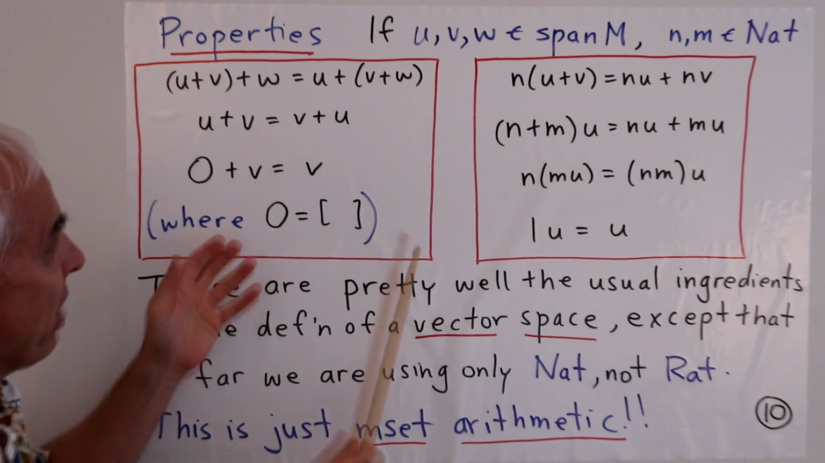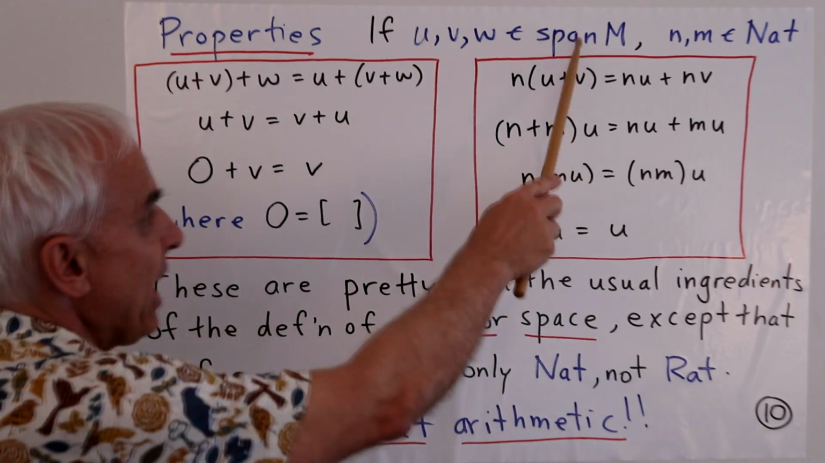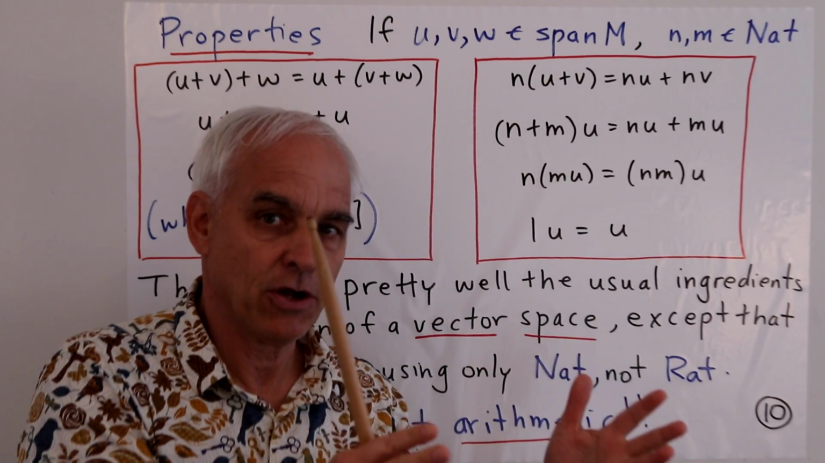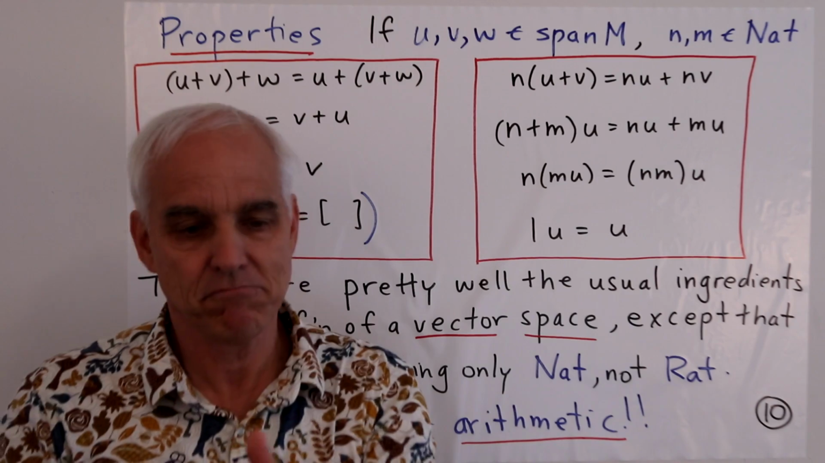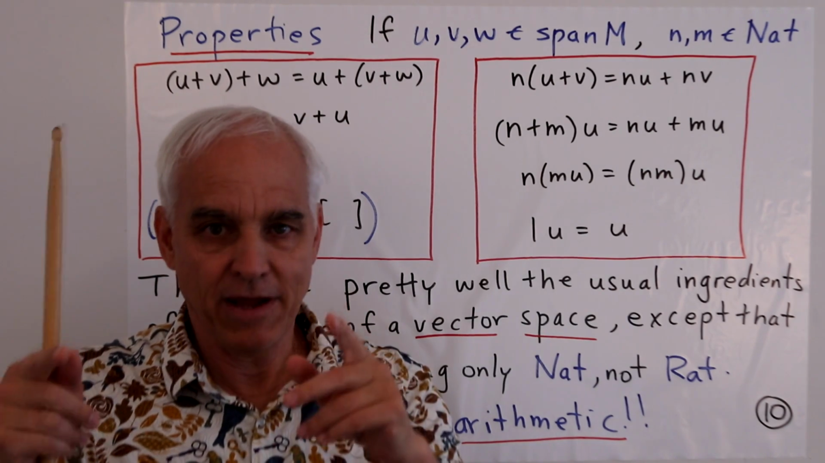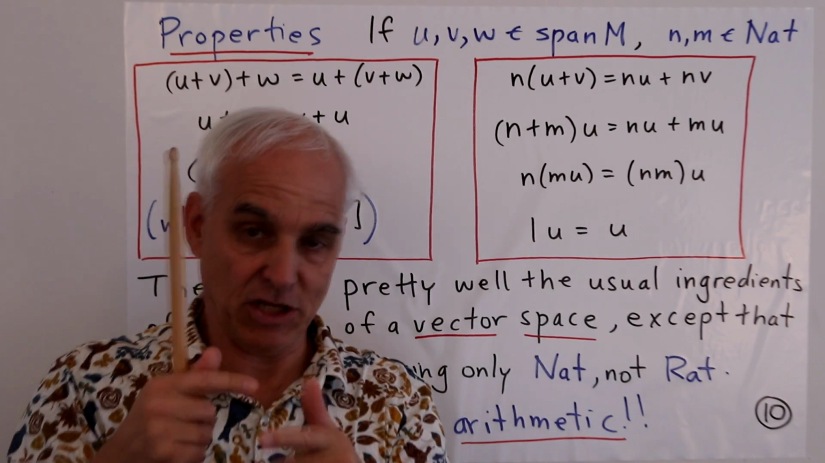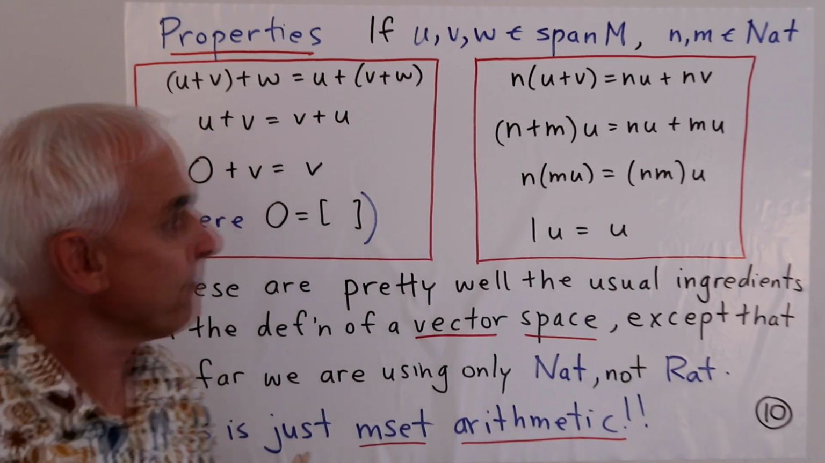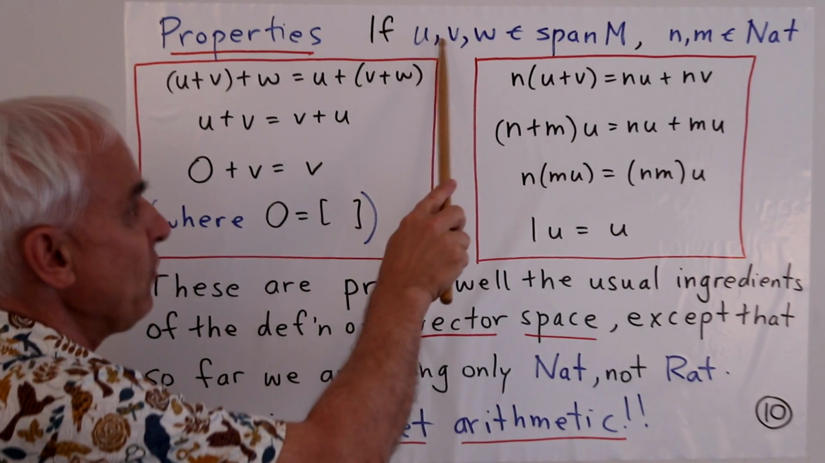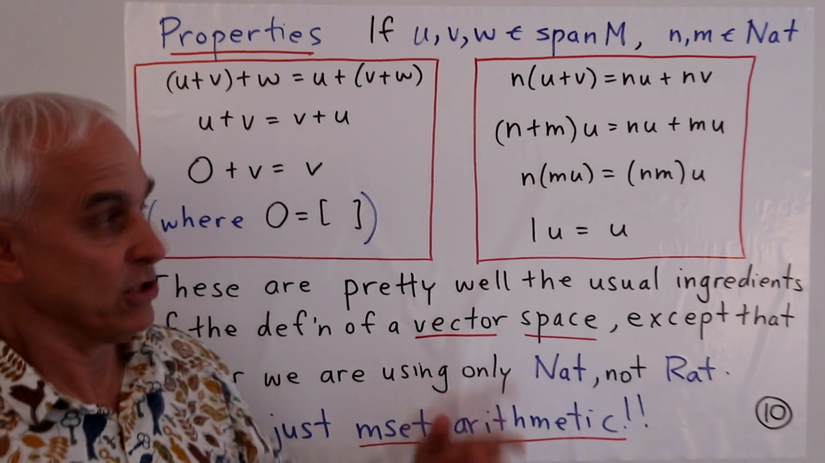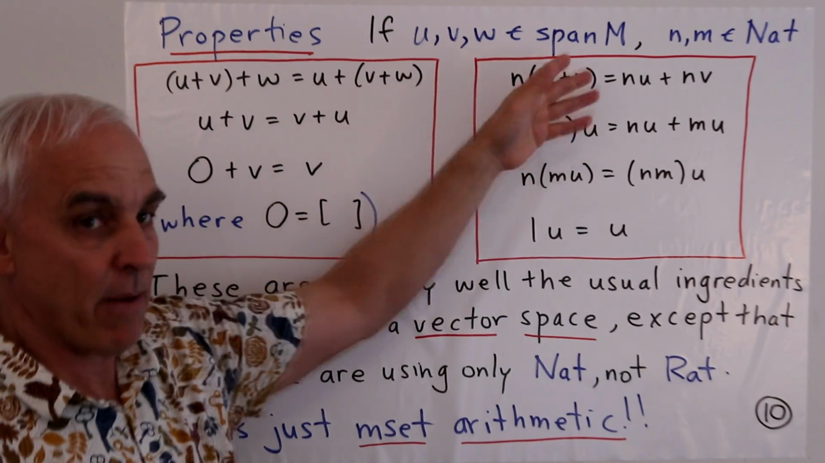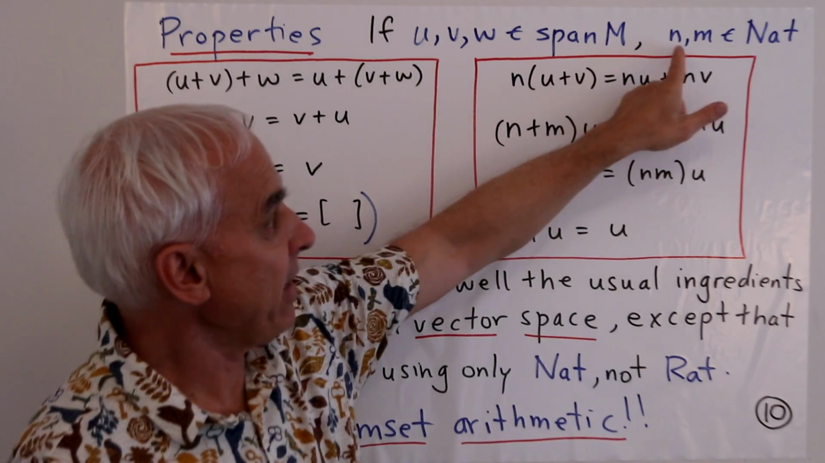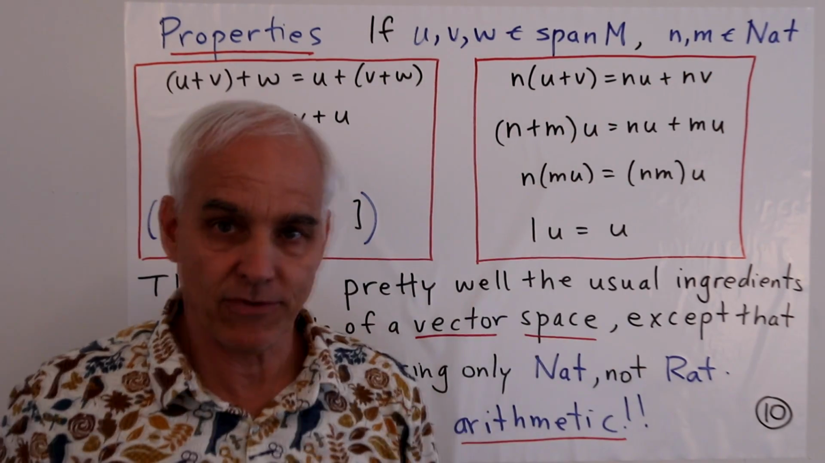Namely, let's describe it this way. So we'll suppose that we have span of M. M is some mset of msets. Like perhaps you can think of M as the mset consisting of A, B, and C, where A, B, and C are msets. So we're going to take U, V, and W in this span. So each of these is a linear combination of the elements of M. And let's take n and m to be natural numbers.